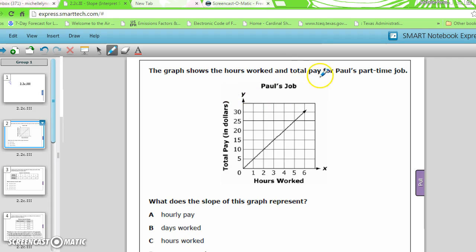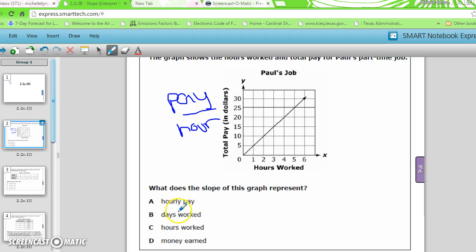So the graph shows the hours worked and total pay for Paul's part-time job. What does the slope of the graph represent? So the y over the x. So the pay, because that's what our y is, over our x, which is hours. Okay, so your choices are hourly pay, days worked, hours worked, or money earned. So if you look at the y over the x, it's pay per hour or hourly pay. So it's A.